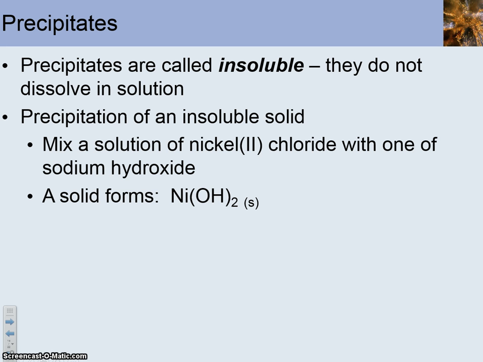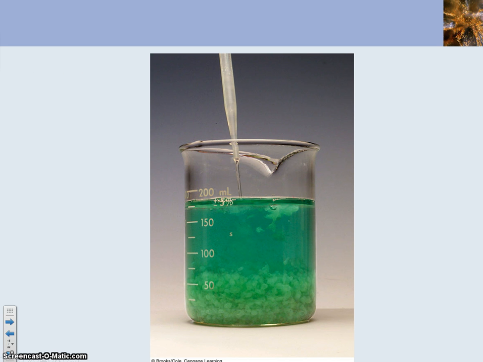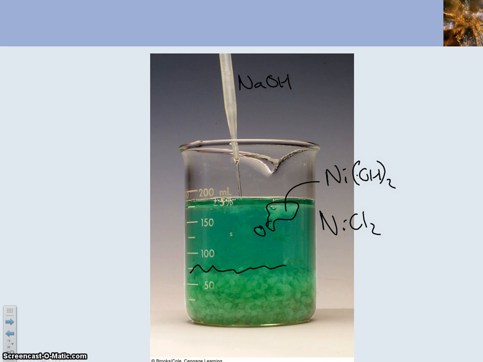So if I have a solution of nickel 2 chloride and sodium hydroxide, when they dissociate, the nickel ions and the chloride ions spread apart, and we add some sodium and hydroxide ions. The nickel is going to get together with the hydroxide anions, and they're going to make a solid precipitate. And that reaction looks like this. So we've got sodium hydroxide in the pipette, and we've got our nickel 2 chloride in our solution, this green solution, and these chunks are nickel 2 hydroxide, as well as all of the junk at the bottom.